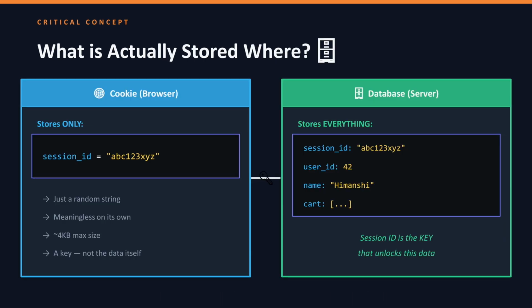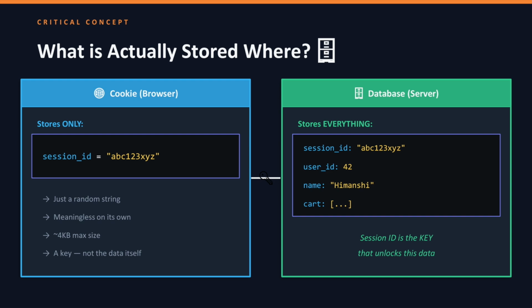The cookie stores only one thing, a session ID, something like ABC123XYZ, a random meaningless string, nothing else. It is 4 KB maximum, it means nothing on its own. The database on the server stores everything: your user ID, your name, your cart, your order history, your preferences, all of it. The session ID in the cookie is simply the key that the server uses to look up your record in the database. This is why you might have heard people say cookies are not a security risk in themselves, because even if someone sees your cookie, they just see a random string. Sensitive data never leaves the server.